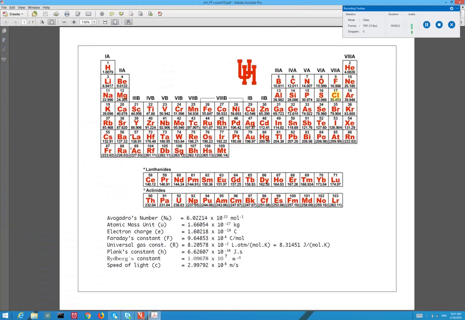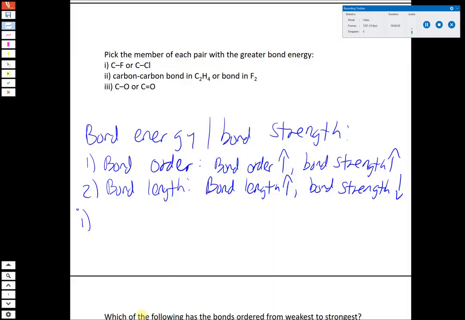So we have fluorine and chlorine are the two atoms that carbon is bonded to in this comparison. Fluorine is above chlorine, so it's going to be the smaller of the two. So we would expect CF to have the greater bond energy. It's the shorter bond, so it has the greater bond energy. All right, and again, because fluorine is smaller than chlorine, we expect this bond to be shorter and stronger.